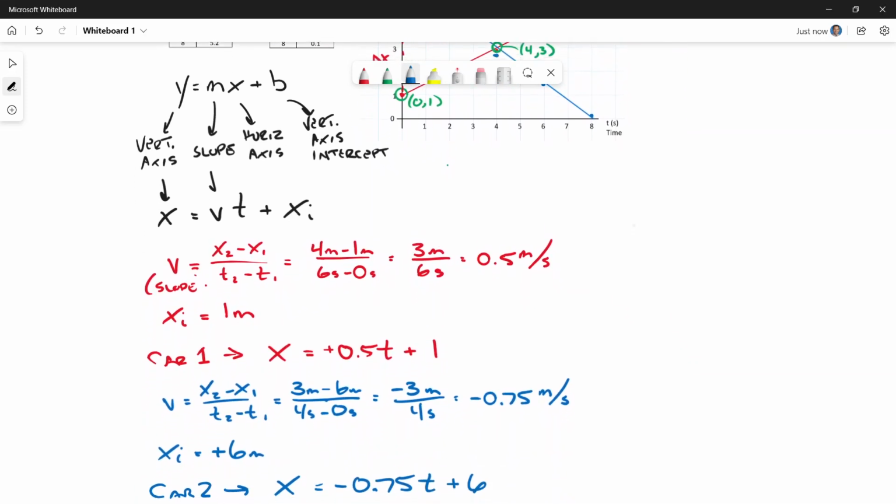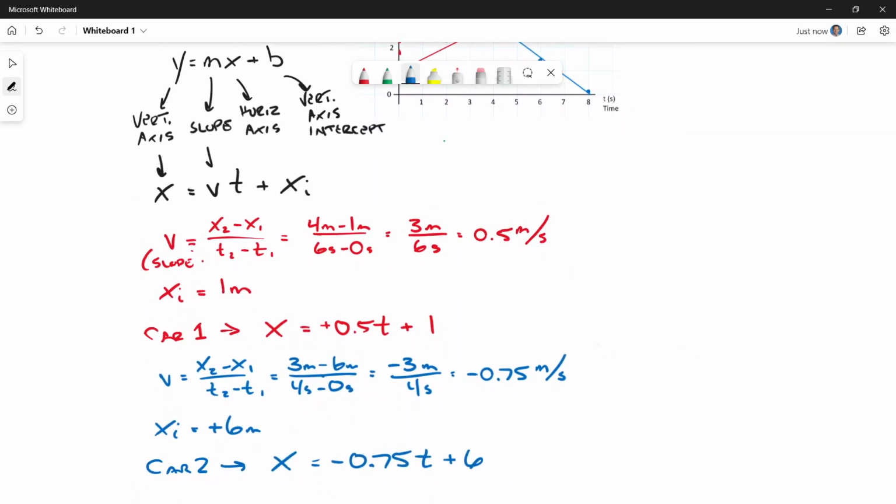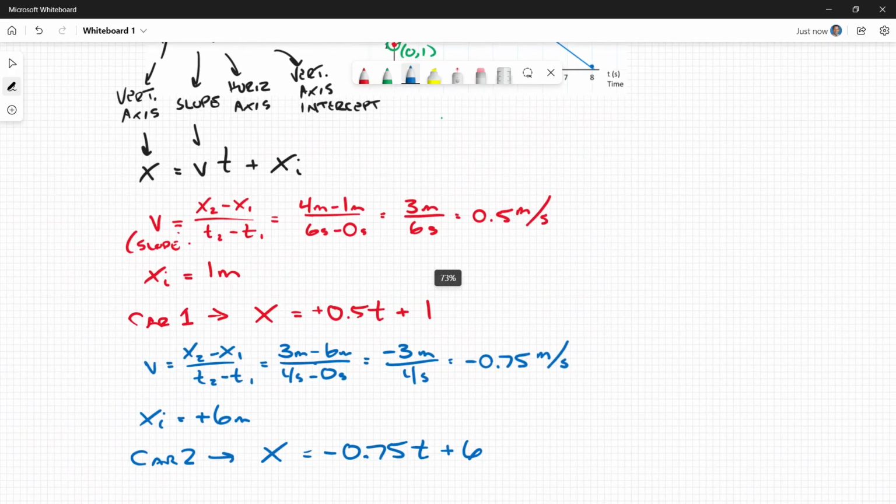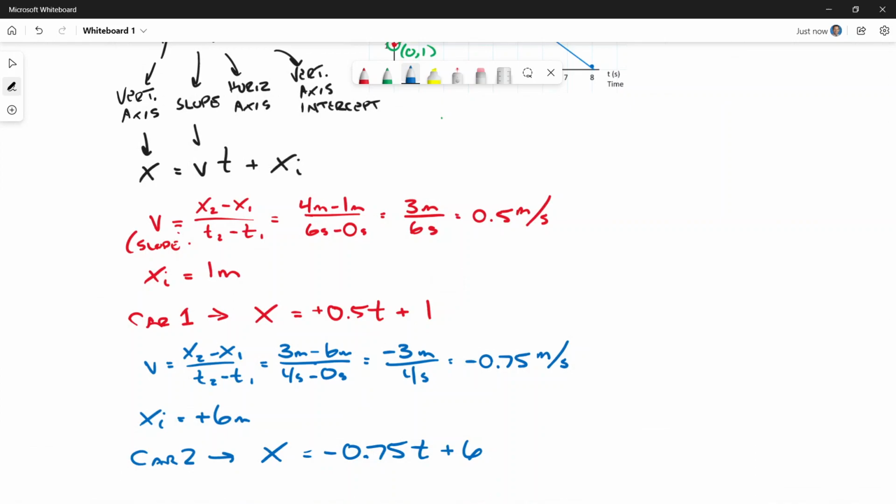What else do we know about car 1 and car 2? What if they were actually in a race and they started at the same position? Well, which is the fastest car? And this is the idea between speed and velocity. Well, car 2 has a speed of 0.75 meters per second. And why is it negative? Well, it happens to be going in the negative direction. Whereas car 1 is a positive velocity. It has less speed though, it's only 0.5 meters per second.